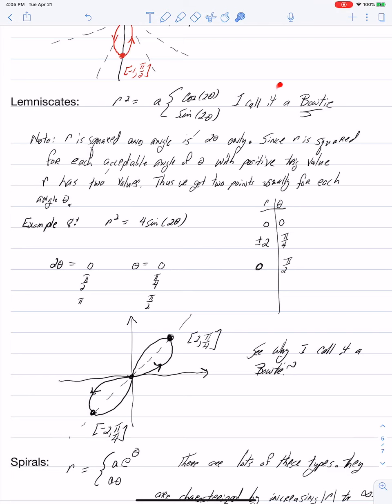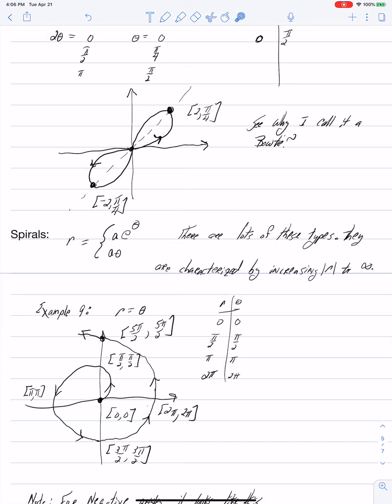Now I'd like to point out, I call a lemniscate a bow tie. Do you see why? Do you get it? Because that's what it looks like. And again, if you replace sine with cosine, what happens is the picture gets rotated.